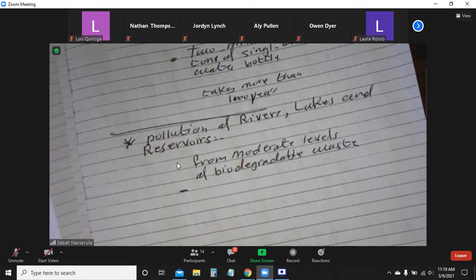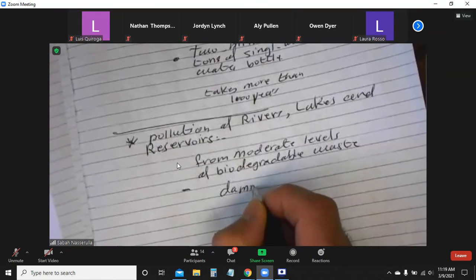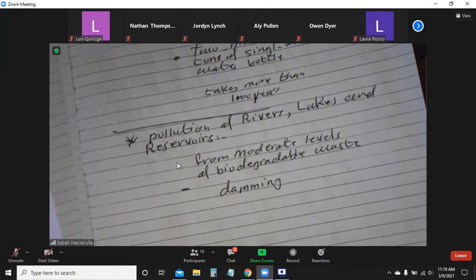As I mentioned, however, this process does not work when the stream is overloaded with biodegradable pollutants, or when drought, damming, or water diversion reduces its flow. That is the last line I am going to mention before I end my lecture here.